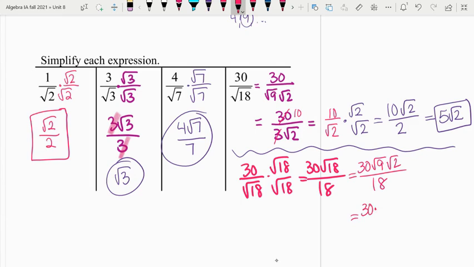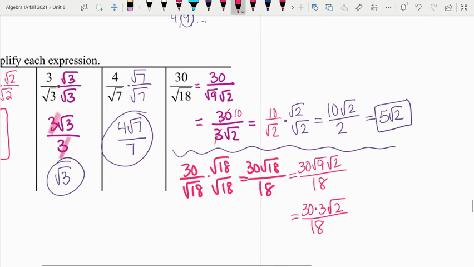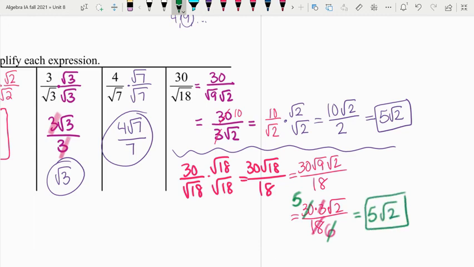So that gives me 30 times 3 times the square root of 2 over 18. I can see that 3 goes into 18, let's reduce that. So 3 into 18 will be a 6. But then 6 can go into 30, so I'm going to reduce one more time. 6 is gone, 30 becomes a 5. So final answer is still 5 times the square root of 2. Do it the first way, it's much easier. Eventually, this will be much more efficient. Don't get me wrong, you still get the same answer.